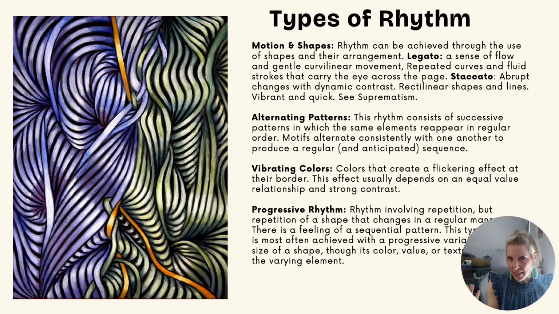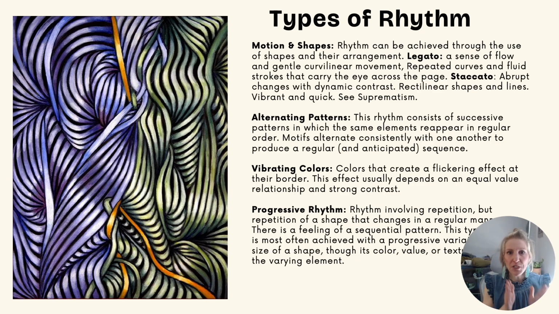Now, there are other types of rhythm. There's motion and shapes. There's alternating patterns, vibrating colors, and progressive rhythm. Now, motion and shapes are when rhythm can be achieved through the use of shapes and their arrangement. There's a couple different types of shapes here. Legato is a sense of flow and gentle curvilinear movement, where repeated curves and fluid strokes carry the eye across the page, like the image on the left. If you think of a flowing river, this might be legato.